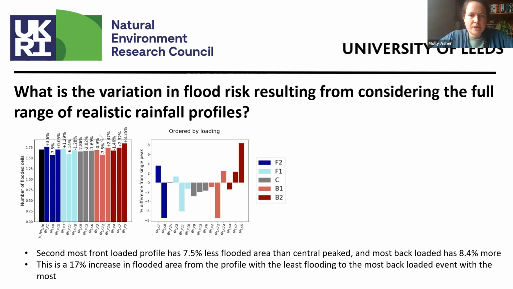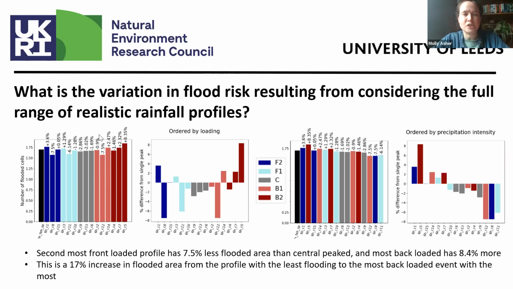It's also maybe important to point out that the profiles behind these results have quite large accompanying variations in peak intensity, as well as in the timing of the peak, and that this is also probably directly linked to the variations we're seeing in the flooded area. If we plot the same data but ordered by the magnitude of the peak instead of the timing of the peak, then we can see quite a clear trend linking the peak precipitation intensity with the extent of the flooded area. So it's probably a combination of the two factors.